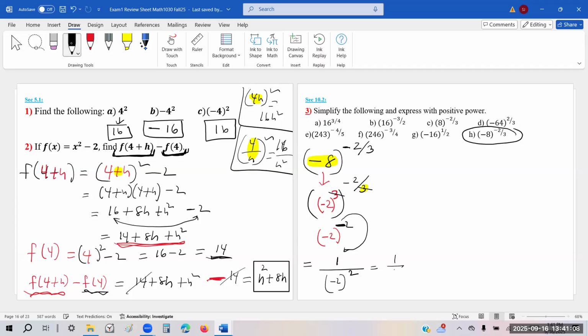1 over positive 4. If you don't have a negative power, the answer will be only 4. But since you have a negative power, the answer is 1 over 4, a fraction. A negative power will give you a fraction result, and no negative power will give you a whole number result. But there is also another scenario, like this one. You have negative 16 to the 1/2.